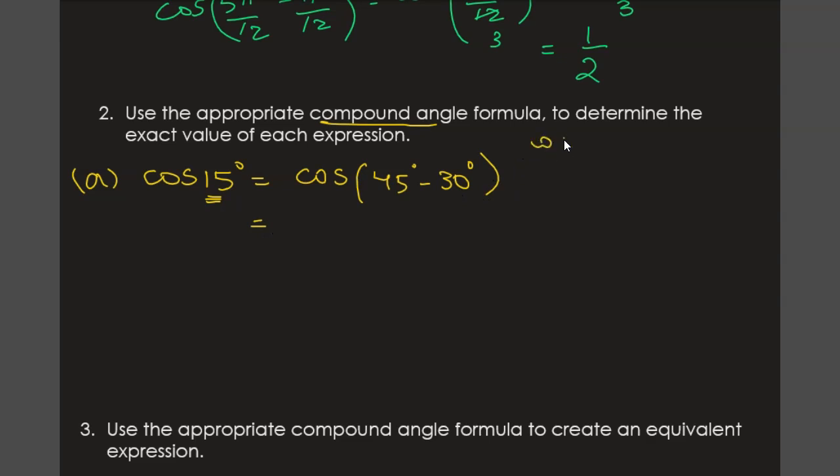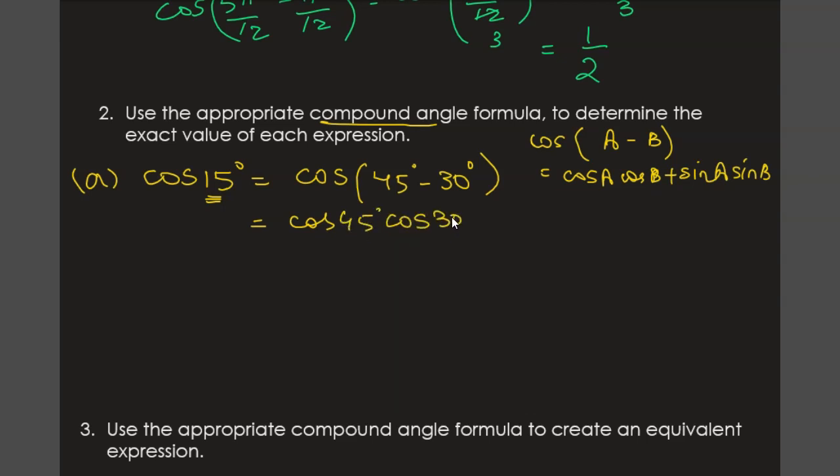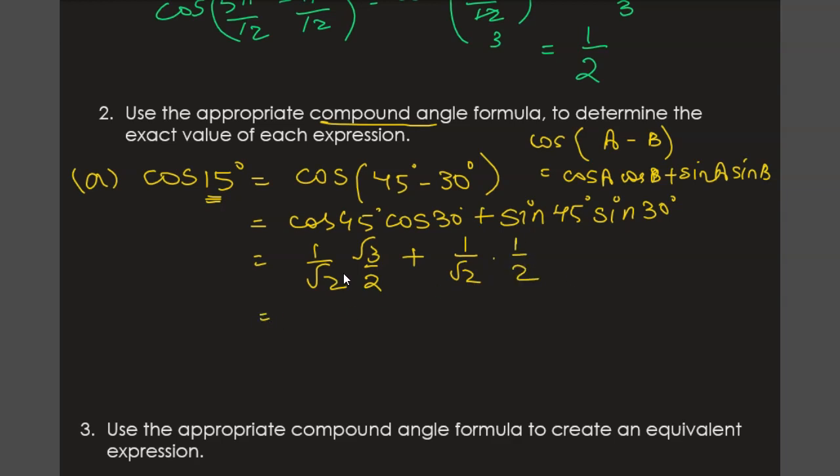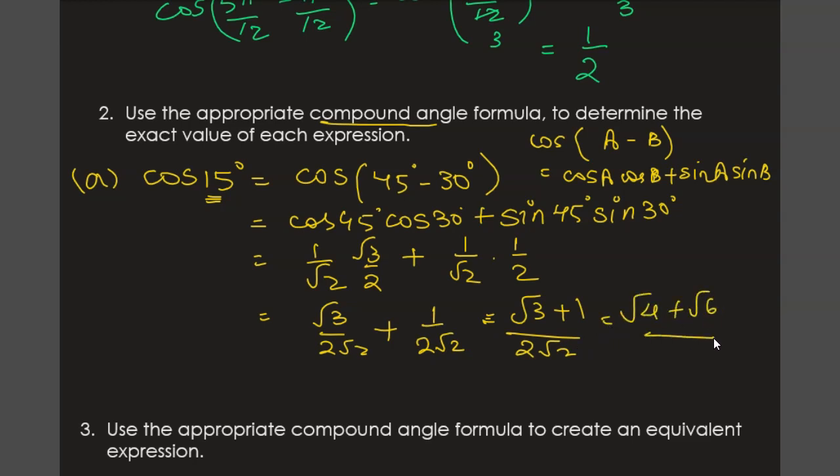Now this looks like cosine A minus B, and we know cosine A minus B is nothing but cos A cos B plus sine A sine B. So we write it as cos 45 times cos 30 plus sine 45 times sine 30. Cos 45 is 1 by root 2. Cos 30 is root 3 by 2. Sine 45 is 1 by root 2. Sine 30 is 1 by 2. When we solve this, we get root 3 over 2 root 2. And we solve this, we get 1 over 2 root 2. And this is what we get. If we rationalize it, we would get root 6 plus root 2 over 4.